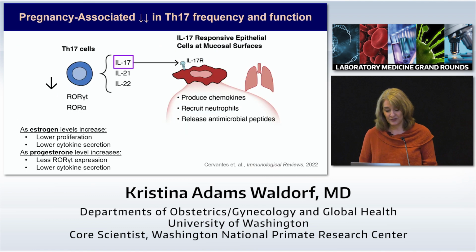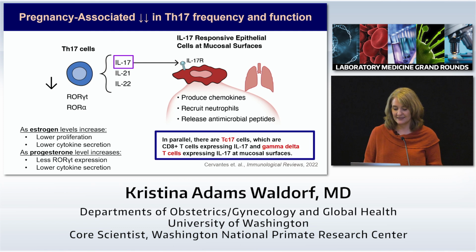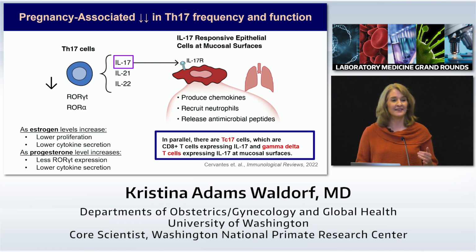Well, in pregnancy, kind of interestingly, both estrogen and progesterone, which are higher, drive down ROR gamma T, which is a critical transcription factor for Th17 cells, which are T helper cells that express IL-17 and IL-22. And there are lots of epithelial cells that have IL-17 receptors at mucosal surfaces, including the lungs. And so this is really important in producing chemokines and neutrophils and antimicrobial peptides. But in addition to Th17, we've also got cytotoxic TC17s, and we've got gamma delta T cells that express IL-17.